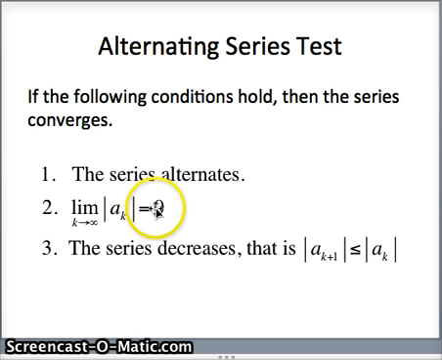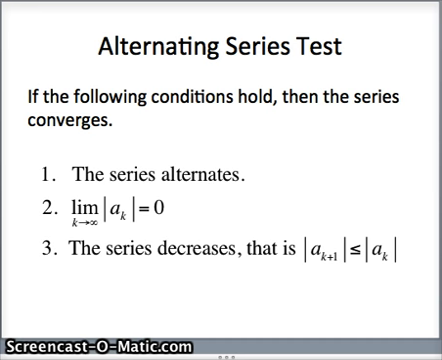If the limit of the absolute values is 0, and if it's decreasing, and if it alternates, if we hit those three conditions, then we know that the alternating series will converge. So it's almost a kth term convergence test. Remember, we have a kth term divergence test: if the kth term does not converge to 0, then we know that the series diverges. But in this case, if the kth term goes to 0 in a decreasing fashion, we will argue that the alternating series will converge.